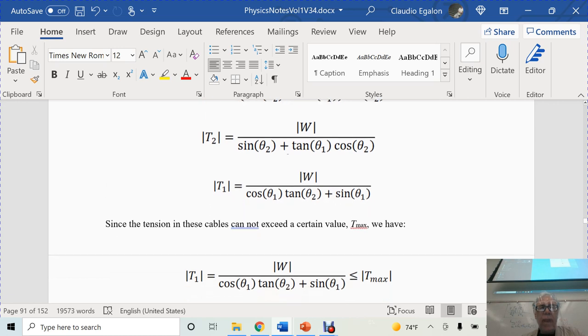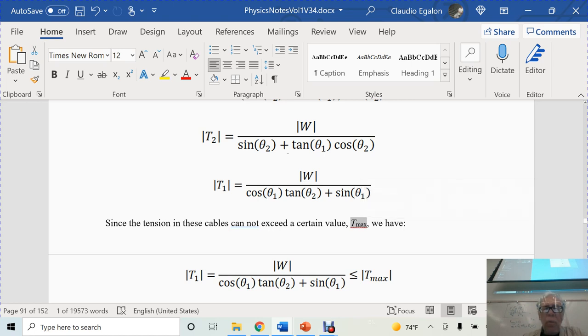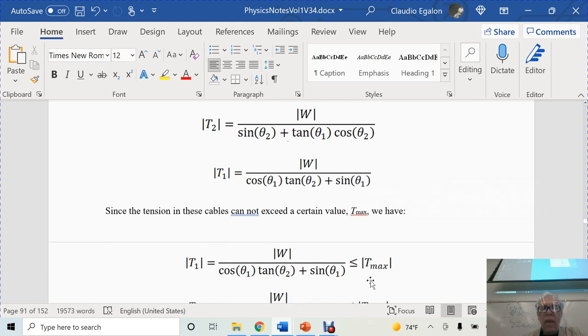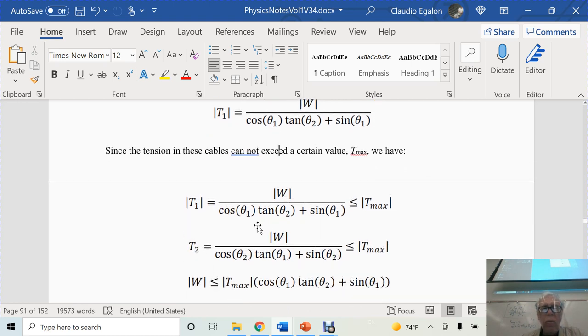And in order for that not to exceed T max, and T max is a known value, all we have to do is make sure that this ratio here for T1 is less than T max, and this ratio for T2 is less than T max as well. So if you have numerical values, you could find that out. Another way of putting that is that the weight must be less than that. So it depends on the angle. The shallower the angle is, the easier it is for you to withstand the tension.